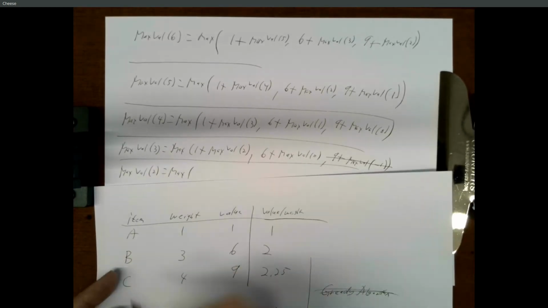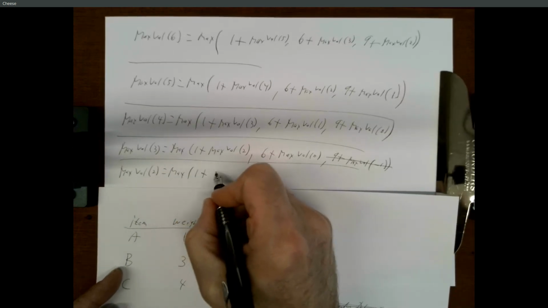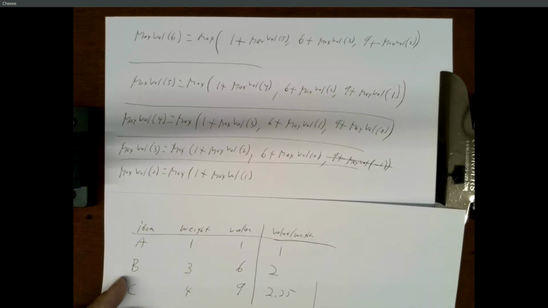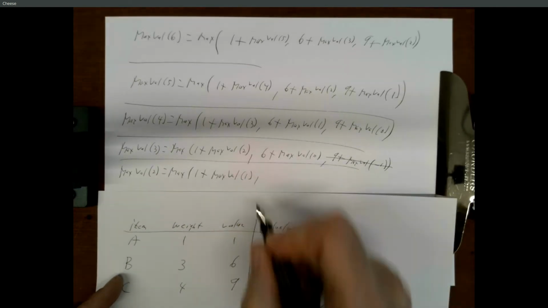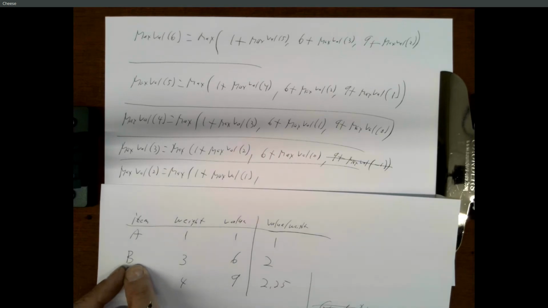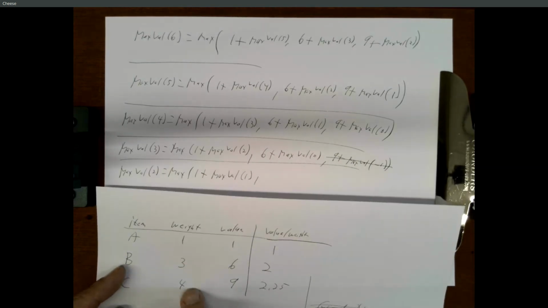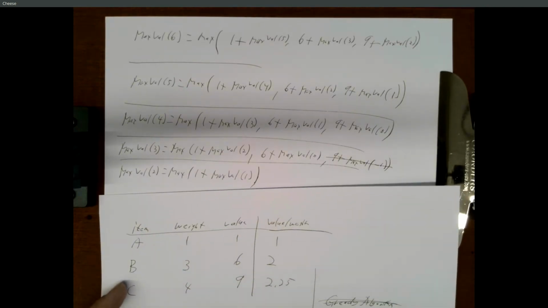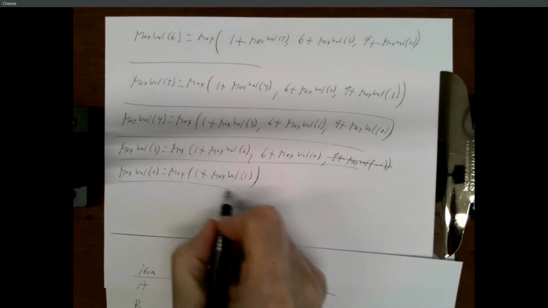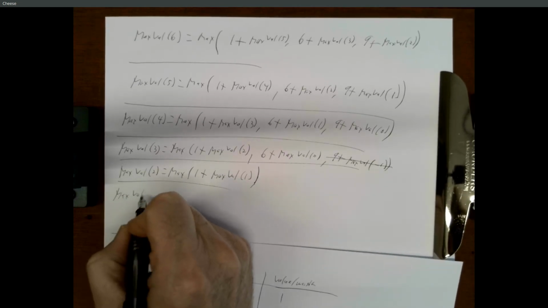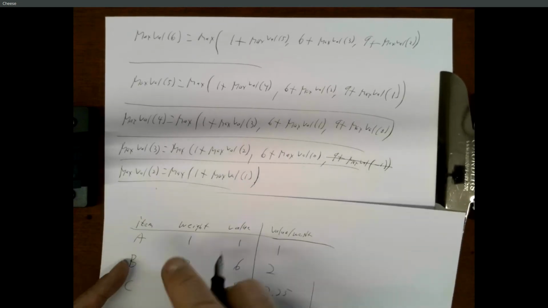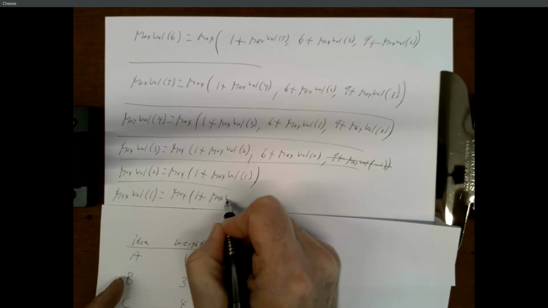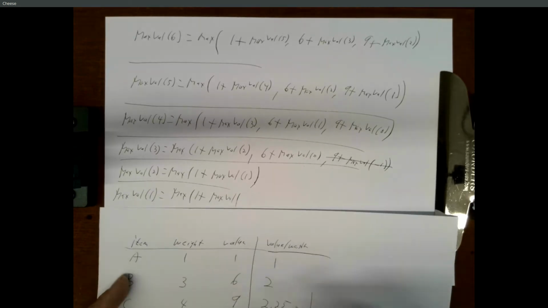Alright, so maximum value we can get from a 2-pound bag is either start with item 1, get $1 and add the value we get from a bag with capacity 1, or if we were to put in item B, that's too heavy. Item C is too heavy. So it's really just one possibility here. So max val 2 will be 1 plus max val 1. And max val 1 will be the value of item 1 plus the value we can get from a bag that has no capacity.